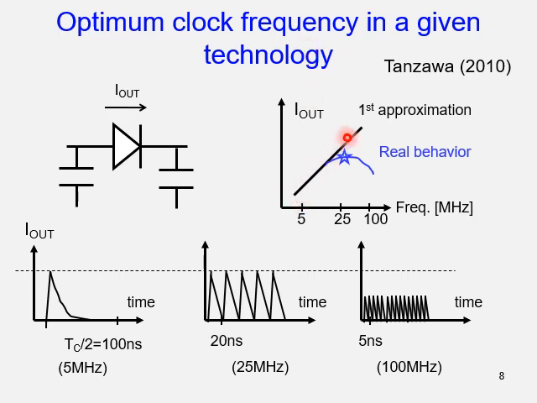So this is the curve of I-out versus frequency. In the slow switching limit, the I-out increases with frequency. However, in reality, there is an optimum frequency to maximize I-out.